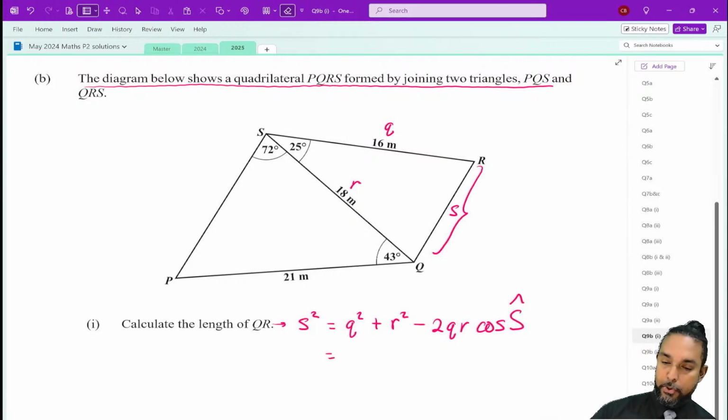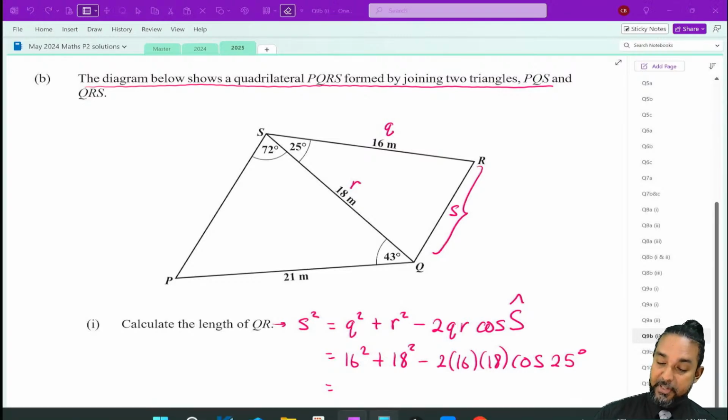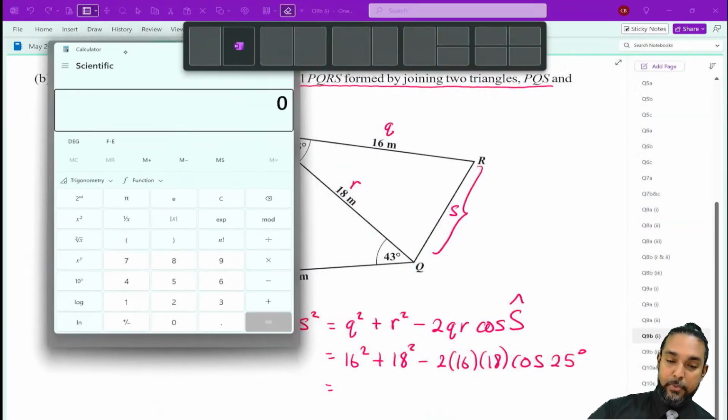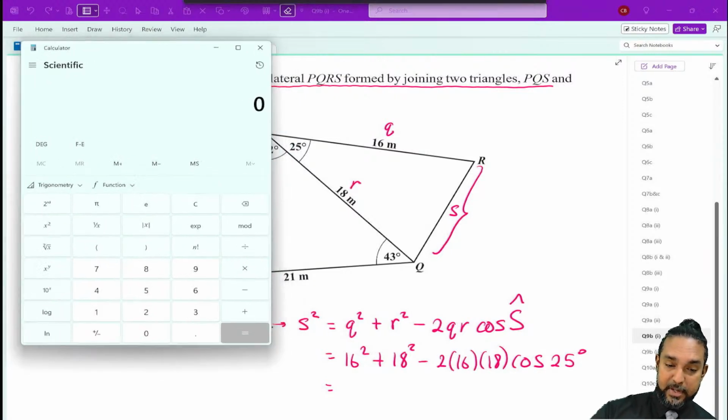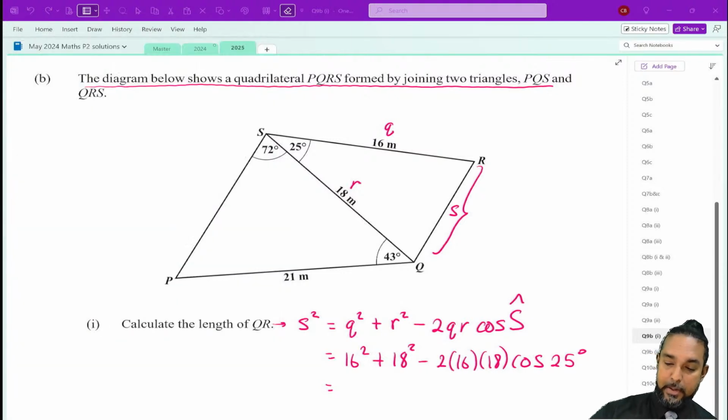Then this would be equal to, so Q is 16, so we have 16 squared plus 18 squared minus 2 by 16 by 18 by the cosine of 25 degrees. The next thing you write could just be the solution to that, but just be careful how you plug it into your calculator. I don't know why the calculator on the computer, well, it says scientific, but anyhow: 16 squared plus 18 squared minus, brackets, 2 by 16 by 18 by the cosine of 25 degrees. So 57.9 and so on.